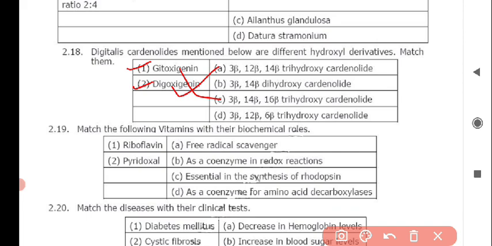And then the next question is match the following vitamins with their biochemical roles. For the first option, that is riboflavin, the correct answer is option B, that is as a coenzyme in redox reaction. Then second is pyridoxal. For this, the correct answer is option D, that is as a coenzyme for amino acid decarboxylases.